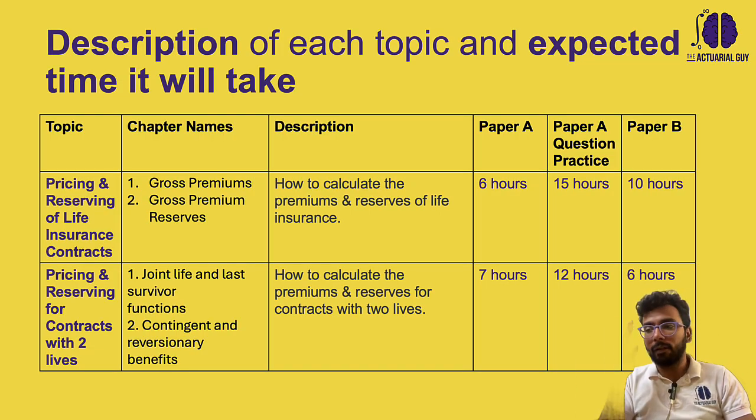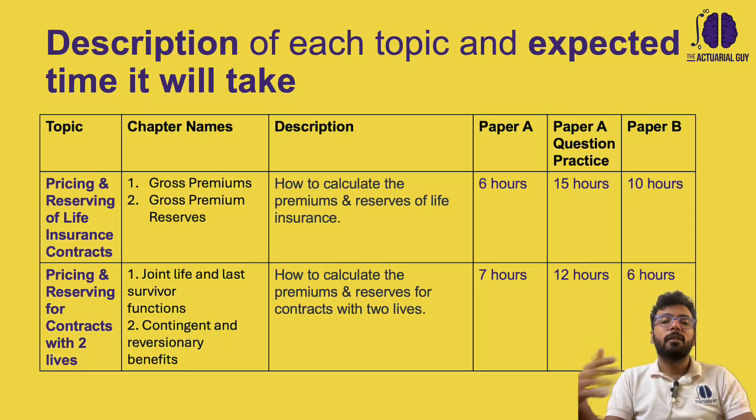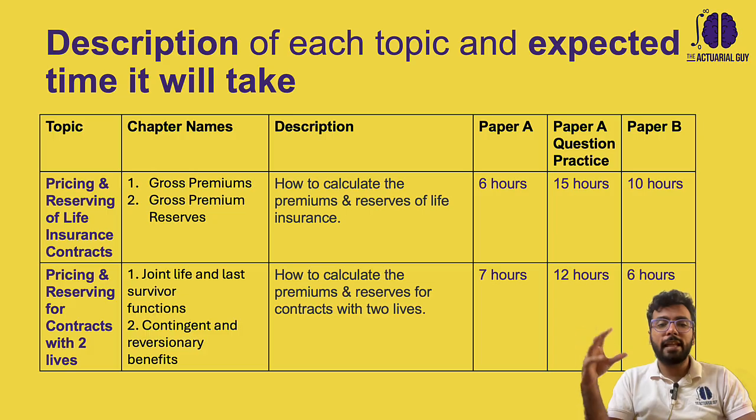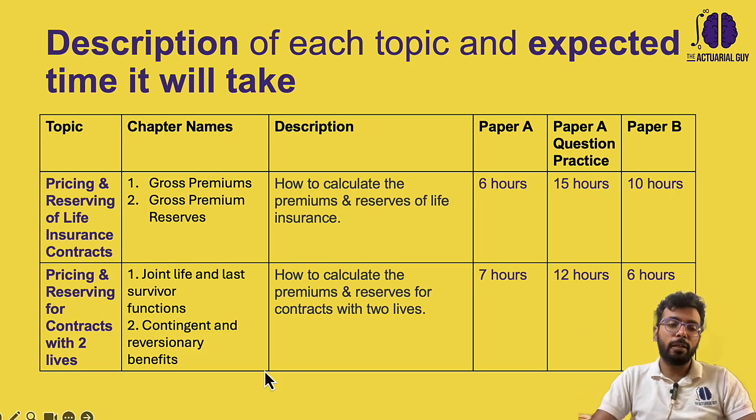One receives from the death of the other, right? So contracts like that can be created, and there things get complicated. So about 7 hours to understanding, about 12 hours for practice, right? And paper B will also take 5 to 6 hours here, right? So that is your joint life unit, right?